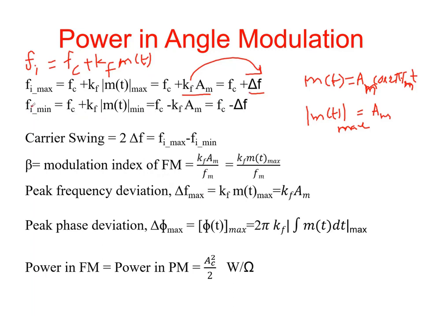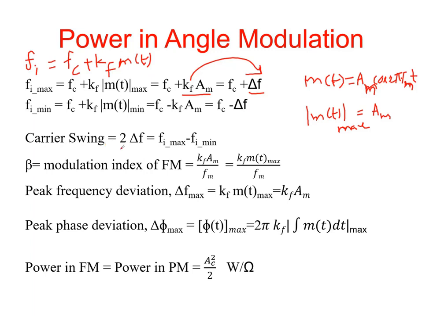Now similarly you can calculate the minimum instantaneous frequency, that is Fi minimum is Fc plus Kf times the minimum of m of t. The minimum of m of t in the current case is minus Am. That's why it will become Fc minus Kf times Am, which is Fc minus del f. And the difference between Fi max and Fi minimum represents the total swing of the carrier. Swing means the carrier instantaneous frequency is varying between Fi minimum and Fi maximum. That's why the difference between these two extremities is 2 times del f, or 2 times the frequency deviation, which is called the carrier swing.